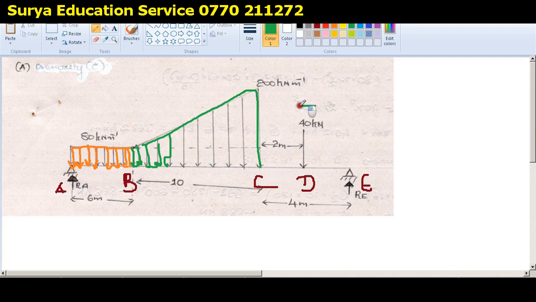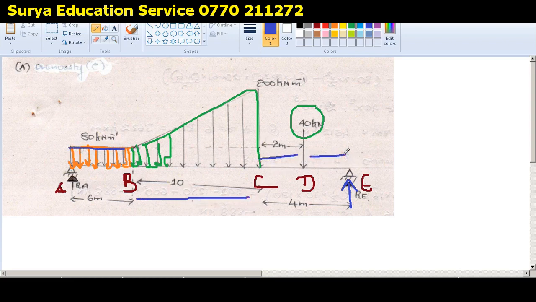Because there is a load component of 40 kilonewton acting on the beam, it's a different chapter. And from D to E also there's a different chapter. Why different chapter? Because this reaction RE is coming, so it's a different chapter. So like that you can do certain sectioning, right? This one section, another section, and the final section.